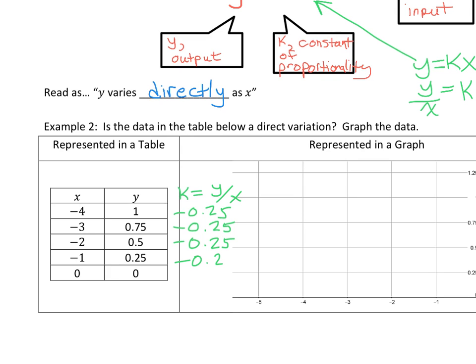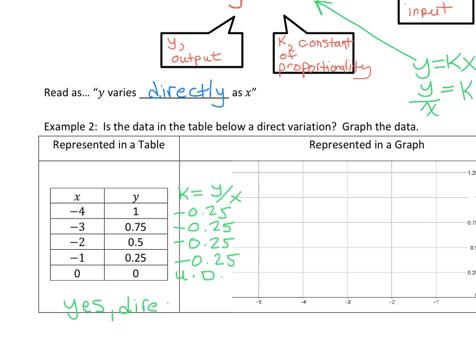Now we do have one little gotcha in this table, and that is any number divided by 0 is undefined, but this still results in a direct variation. So the conclusion here is yes, this is direct.